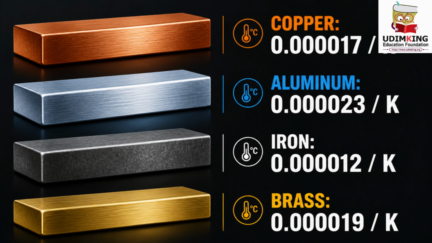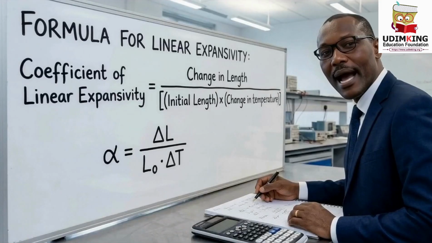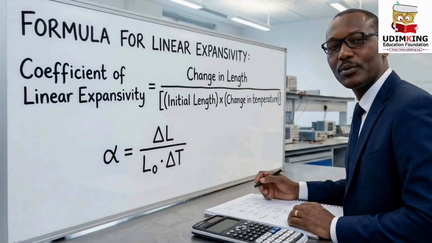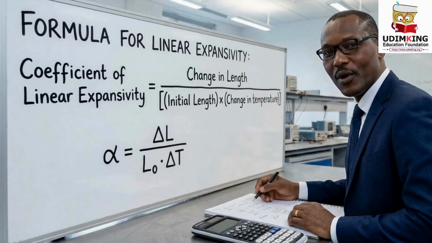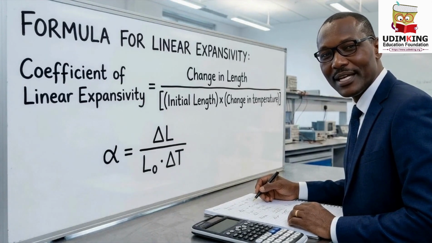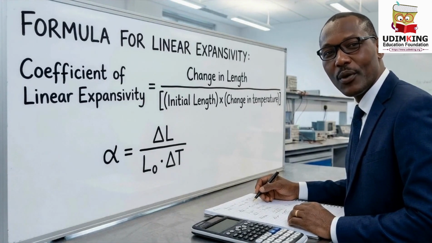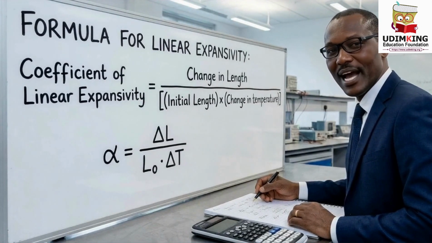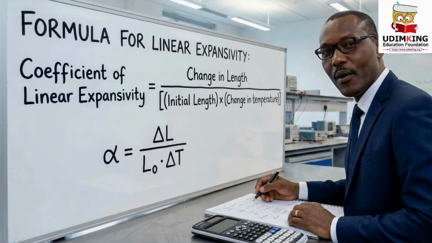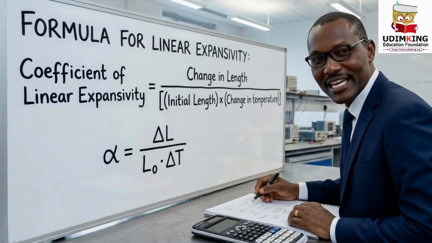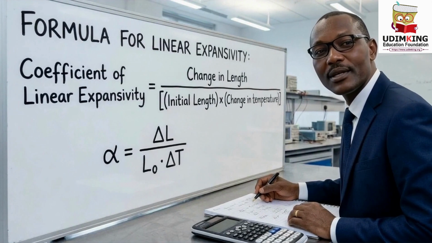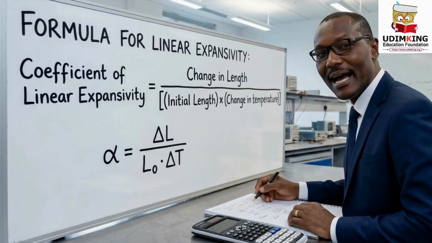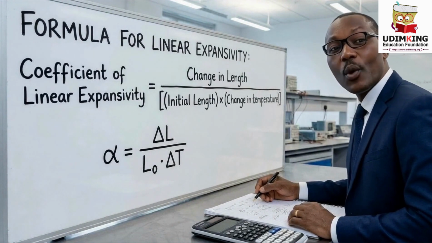Different metals like copper, aluminum, iron, and brass all have completely different linear expansivities. In our last video, we took some time to truly grasp what the value of linear expansivity actually means. But in this video, our core objective is to answer a fascinating question. Why is the unit of linear expansivity per Kelvin or per degree Celsius and not meters or centimeters?